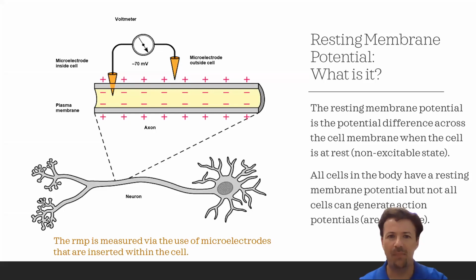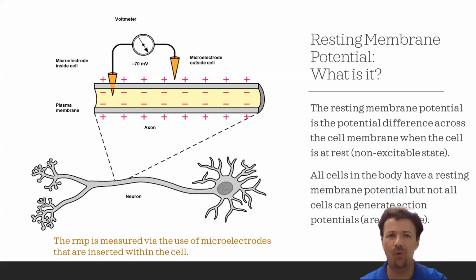Now, let's just start by looking at this little diagram on the left. In the diagram, you can see a neuron, and then we've highlighted a very small part of the neuron to look at it in a little bit more detail. And we're using a voltmeter. Now, a voltmeter is something that measures potential difference or the separation of charge.